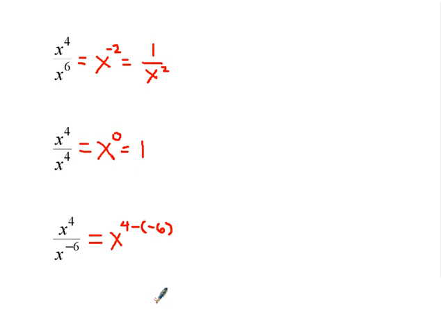negative 6. You may remember from when you studied integers that whenever I subtract a negative number, that's the same thing as adding the positive version of that number. So 4 minus negative 6 is actually 10. So I have x to the 10th power.